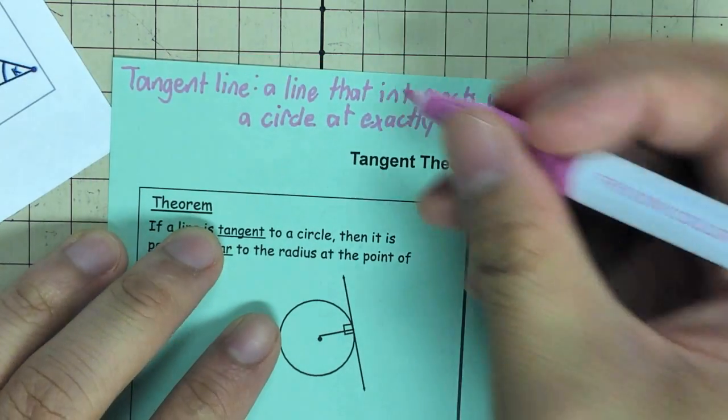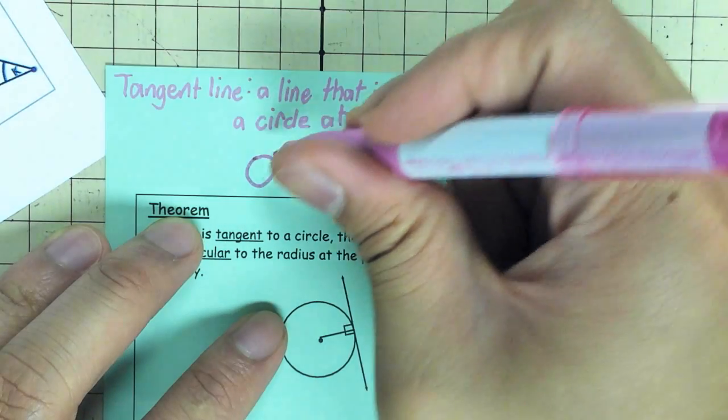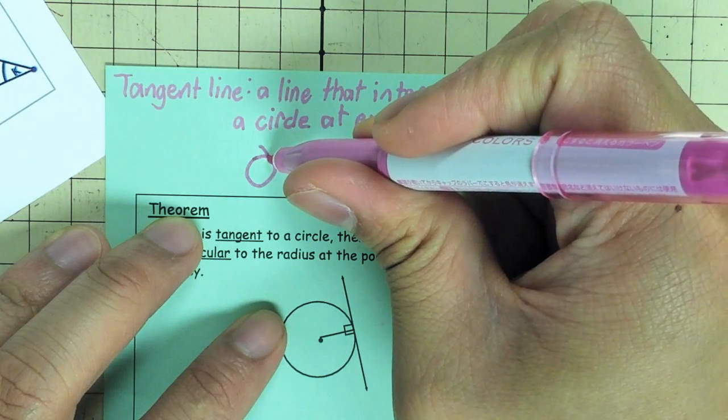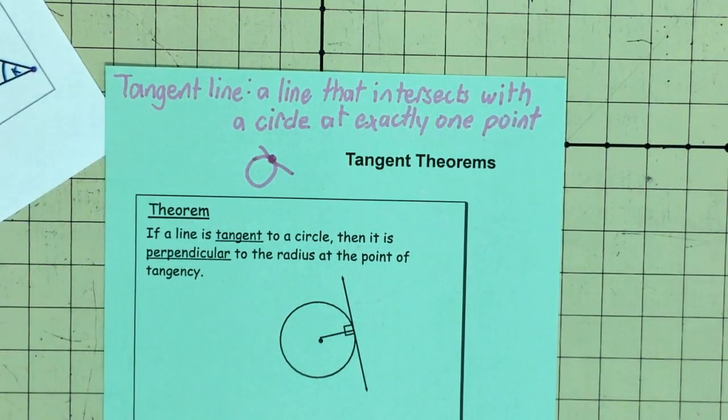What this means is, if I have a circle, you have a line sitting on top of that circle. The line is touching the circle only at that point. It's sitting on top of that point. So that's called a tangent line. So we have a few properties related to tangent lines.